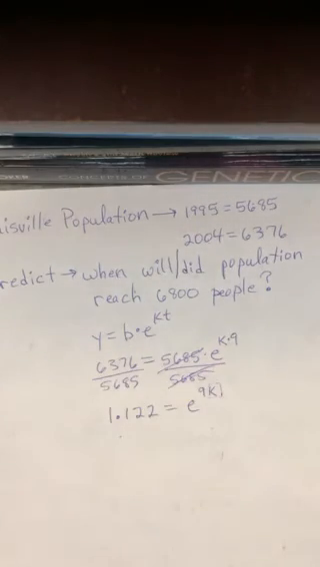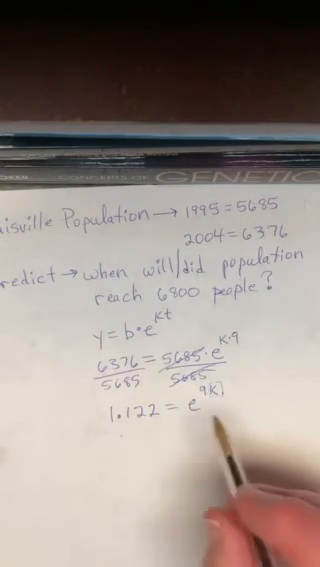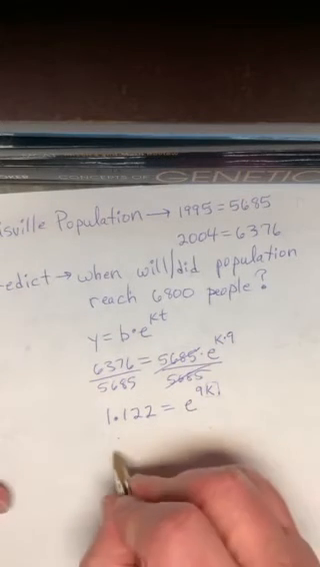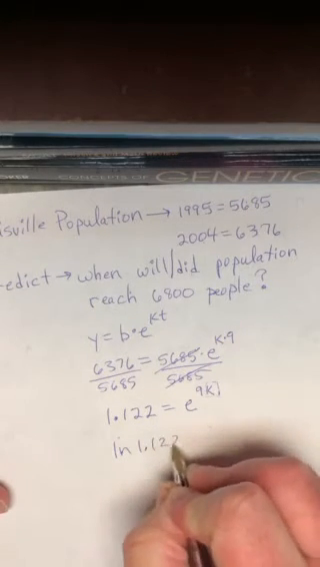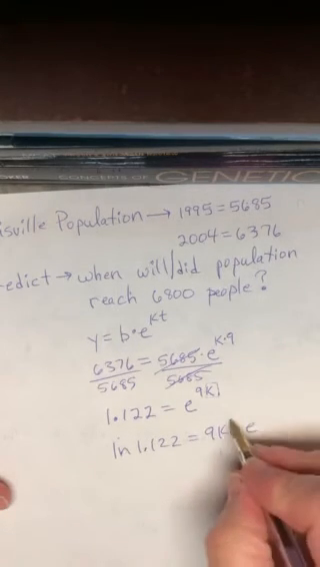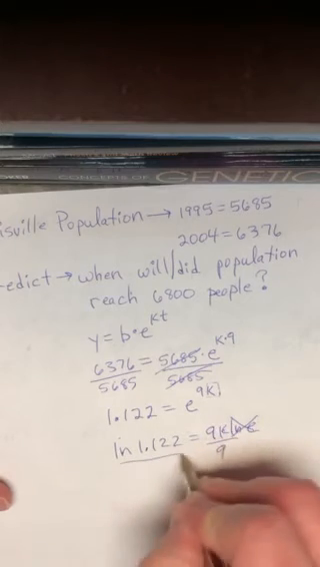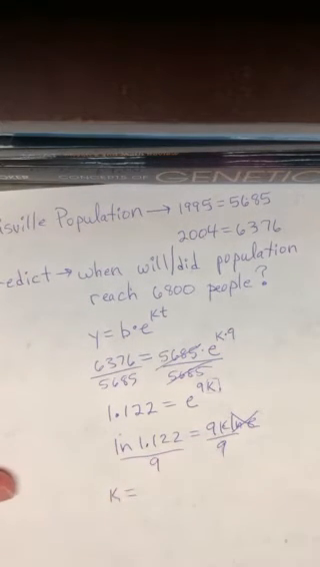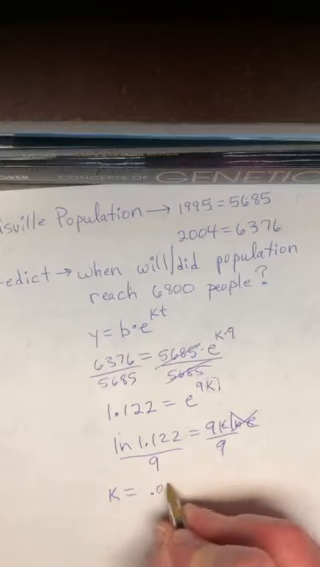So I'm going to log both sides. When in doubt, log it out. Because there's an e, I'm going to ln both sides. ln of 1.122 equals 9k ln e. Agreed? ln e is gone. I divide by the 9. And my k value is, I'm pushing ln of 1.122, enter, divided by 9, and getting to the nearest, looks like 0.01279. We might as well get as specific as we can.